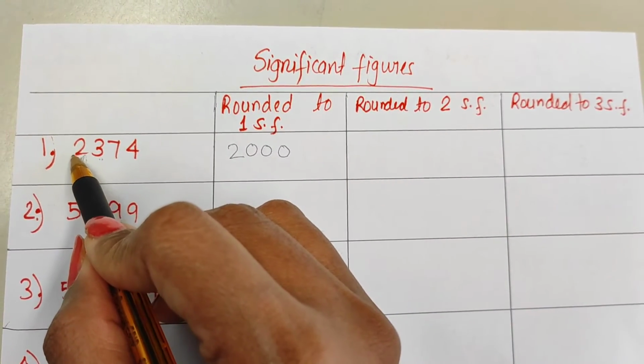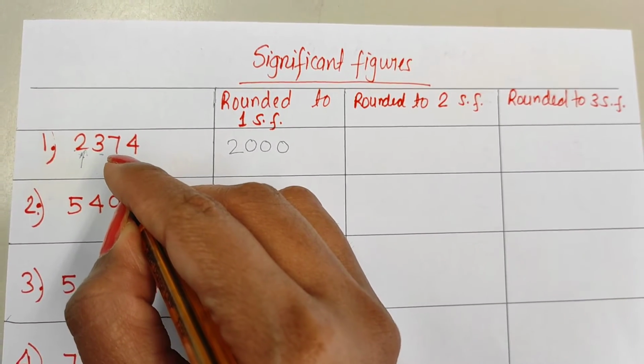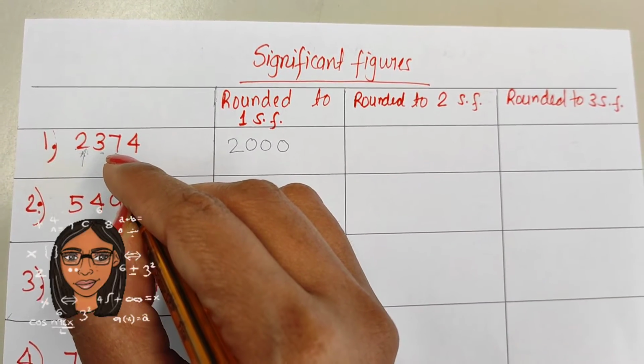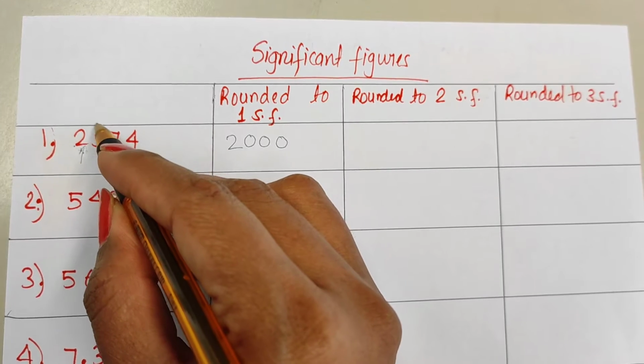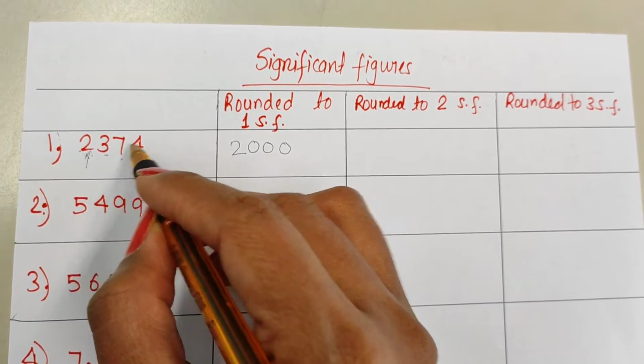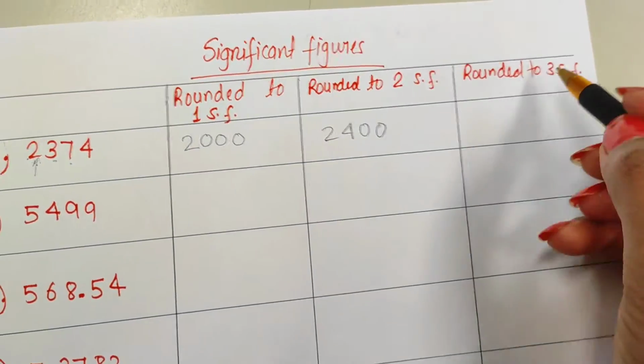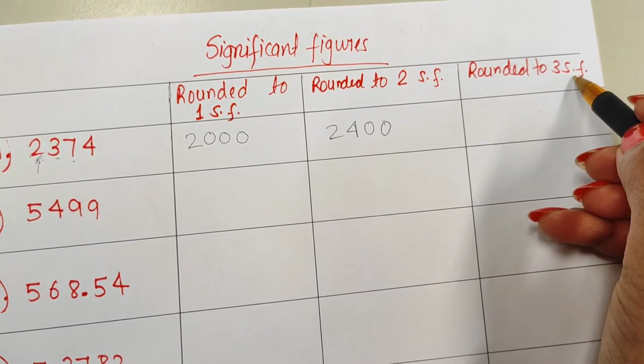Now suppose I have to round this to two significant figures. This is my first significant figure, second significant figure, and now I will look at the third number, which is more than 5. So I have to round this number up, and that will become 2400. Let's write down 2400.